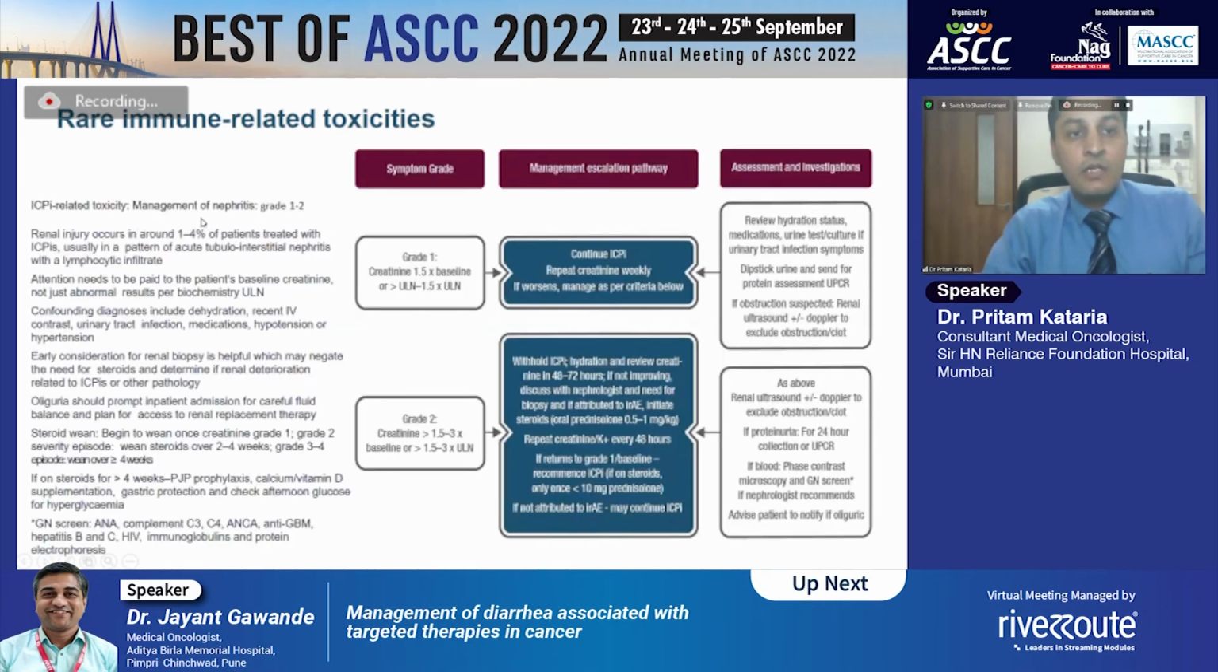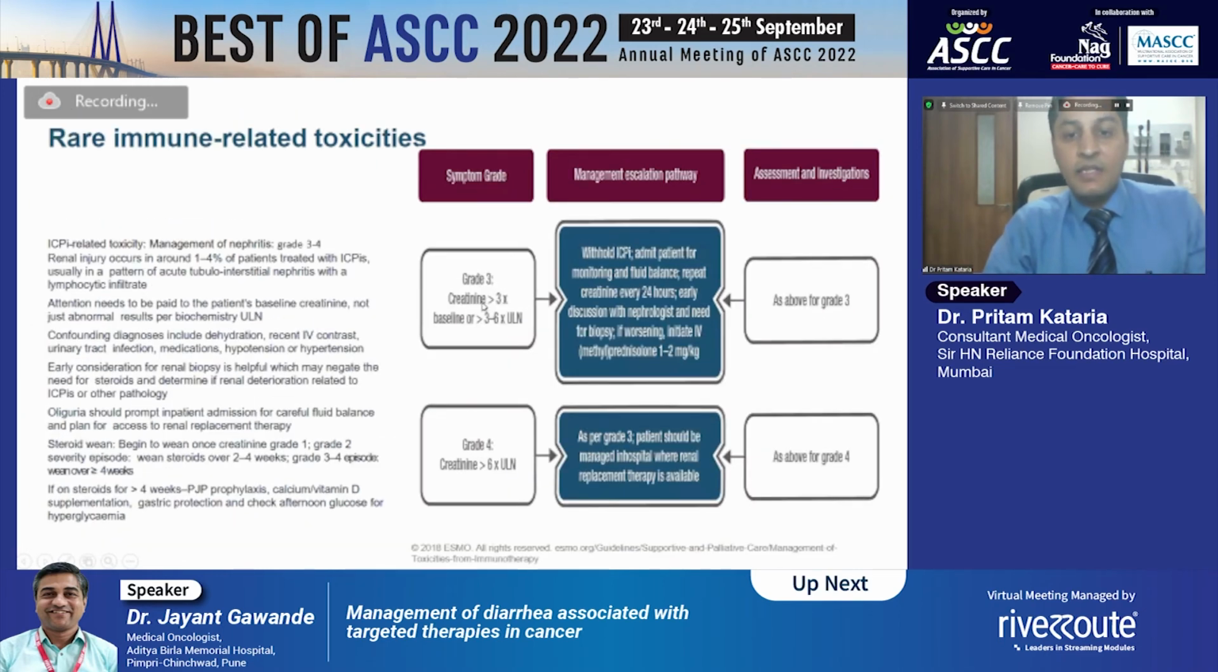Coming to the next toxicity, which is a rare one, that's nephritis. If it's a grade 1 toxicity, that is 1.5 times the upper limit of normal for creatinine, we should continue the immunotherapy. However, we should be keeping a close watch on the creatinine levels. If it's a grade 2, in that situation, we should stop the immunotherapy treatment, give hydration for 40 to 72 hours, and if required, we should do a renal biopsy and start the patient on oral corticosteroids.